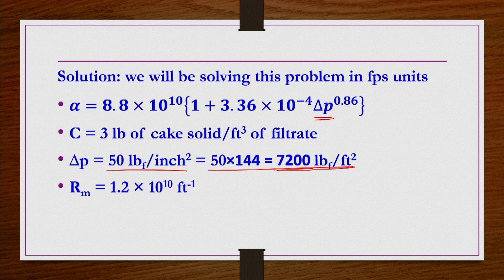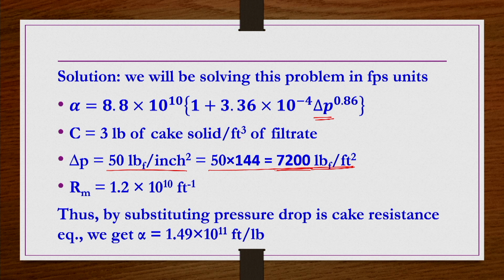Rm is given as 1.2 into 10 power 10 feet inverse. So, in this equation, if you substitute this 7200 here, you will get alpha as 1.49 into 10 power 11 feet per lb. Okay. So, this is the change compared to the previous problem, because the pressure has changed. Pressure has decreased from 70 lb per inch square to 50 lb per inch square. So, alpha has also slightly decreased.